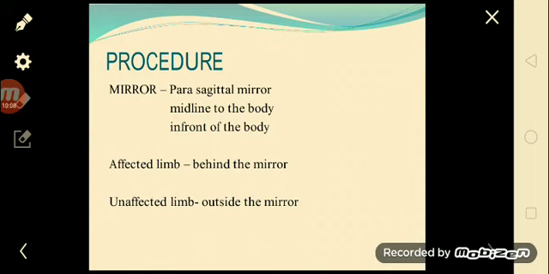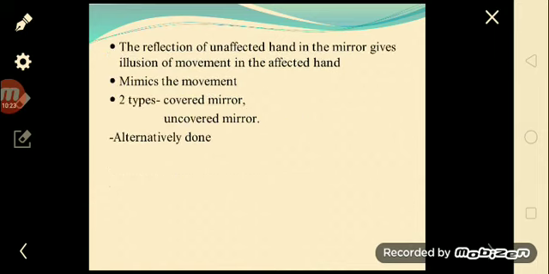Procedure. This mirror is placed at the midline of the body and it should be a parasagittal mirror in front of the body. The affected limb is placed behind the mirror and the normal hand is placed outside the mirror. The reflection of the unaffected hand in the mirror gives the illusion of movement in the affected hand. The unaffected hand mimics the movement of the affected hand.